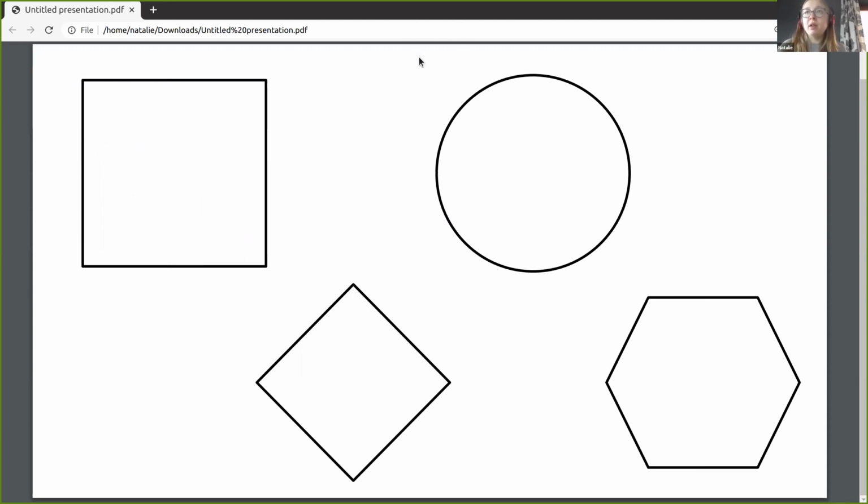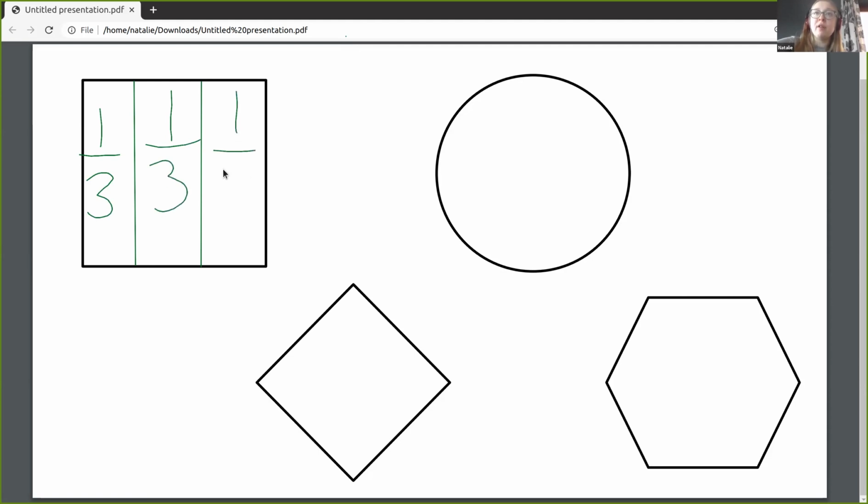What about then a third? A third. Well, a third is when we divide a whole into, you guessed it, 3 equal pieces. So we could divide our square into 1, 2, 3 equal pieces. And each piece would be 1/3, which we write as 1/3.